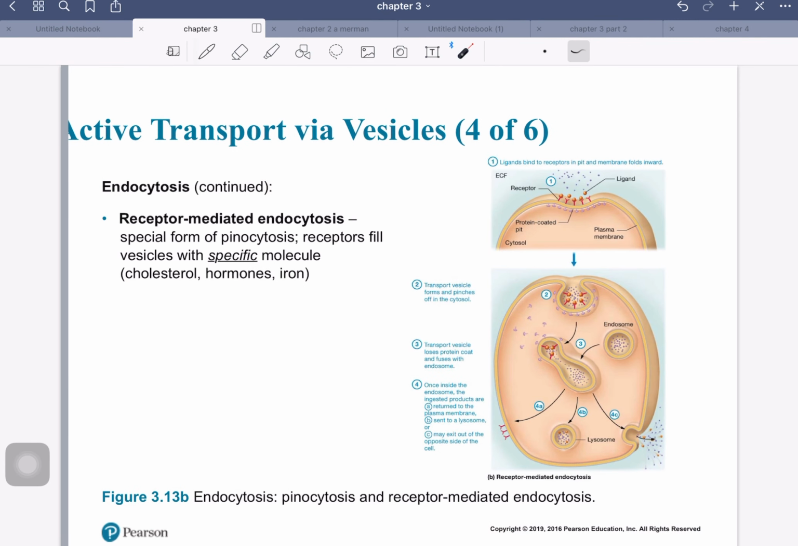And let's look at another type of endocytosis, and that is receptor-mediated endocytosis. So the name tells us a lot: there's going to be a receptor, and mediated tells us that's going to be part of the control mechanism, and it's an endocytosis. So it's a special type of pinocytosis where receptors have a specific molecule that they're going to bind onto. This could be like a cholesterol, hormones, iron, etc.